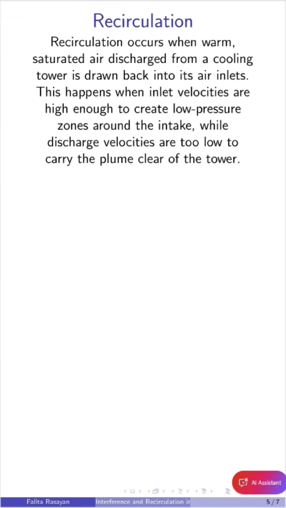The next issue is, of course, recirculation. Recirculation occurs when warm, saturated air discharged from a cooling tower is drawn back into its air inlet. So in this case, the warm air comes from the cooling tower itself. This happens when inlet velocities are high enough to create low pressure zones around the intake, while discharge velocities are too low to carry the plume clear of the tower.